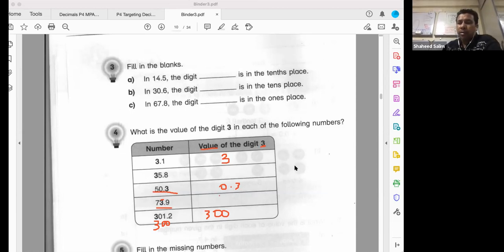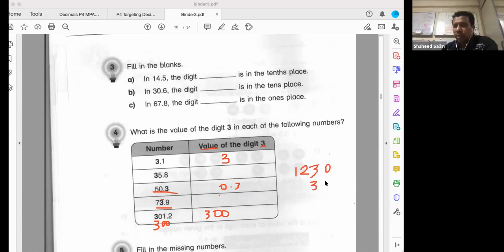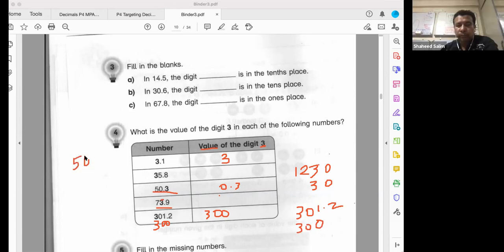Okay, so now if I ask you, let's say 1, 2, 3, 0. What's the value of 3? Take out the 3, 3, 0. So down here, 301. What's the value of 3? 300. Until the dot, then you stop. If down here now, let's say 50.3, bring down the 3 and put a dot here. Then what you put in front is 0. You do not put any other number except for the 3 and 0. That's all. Okay, down here, let's say now, this one was the value of the 3.